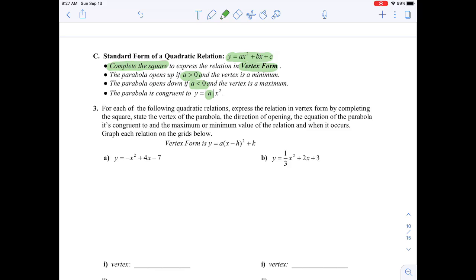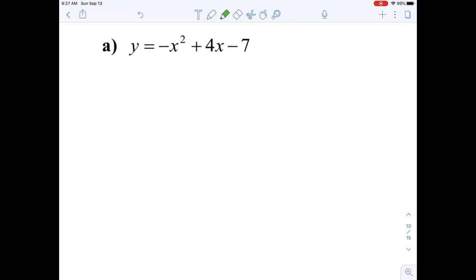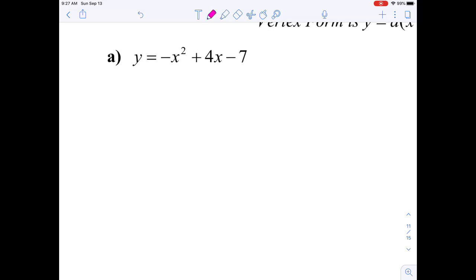The main problem with it, though, is that we don't know its vertex until we've converted it into vertex form. So that's why even though we know the a value, we still are going to have to complete the square and use that process that we've learned in previous situations. So let's start with this one.